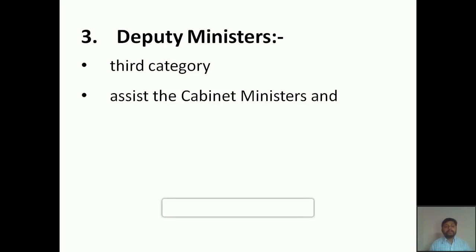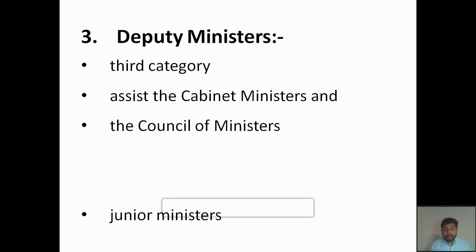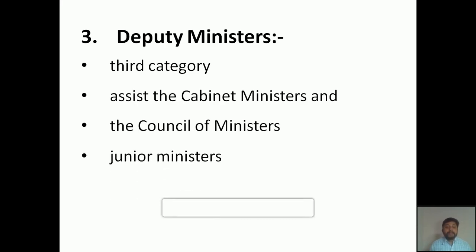In such cases, the prime minister will appoint deputy ministers to assist the cabinet ministers and the council of ministers. It's the duty of the deputy ministers to assist the cabinet ministers and council of ministers as per the instruction of the prime minister. They are considered junior ministers because they will not have enough experience in managing different important portfolios. They will comparatively be considered as the junior ministers.